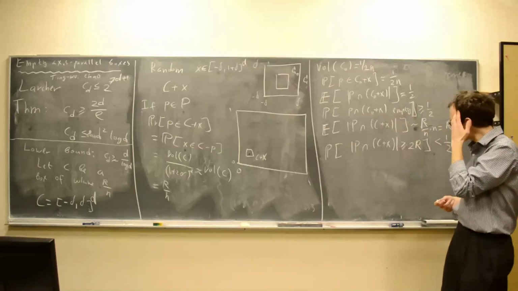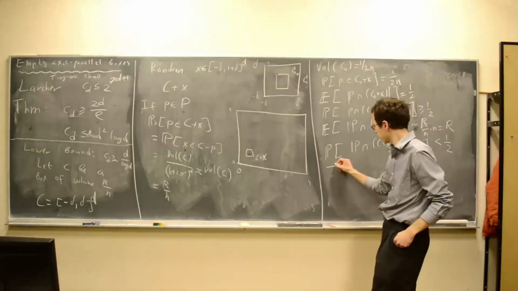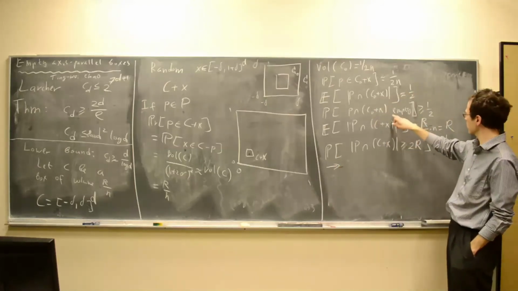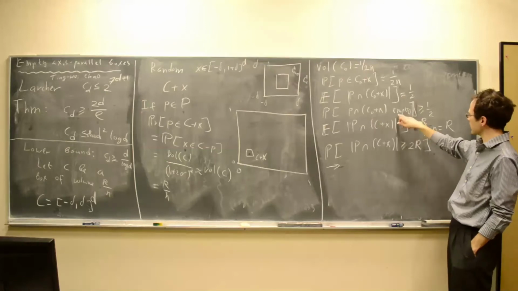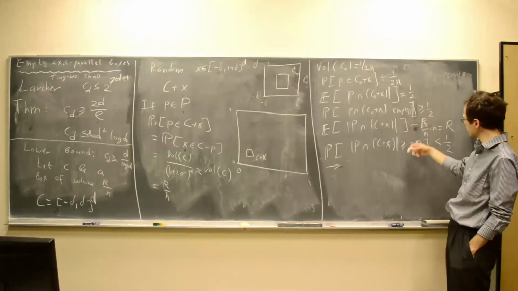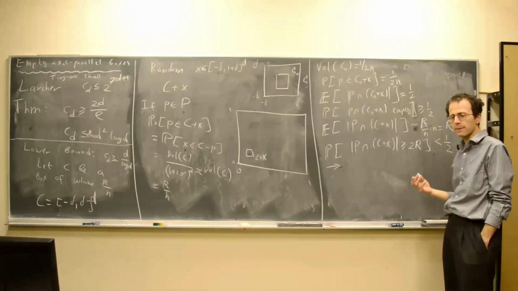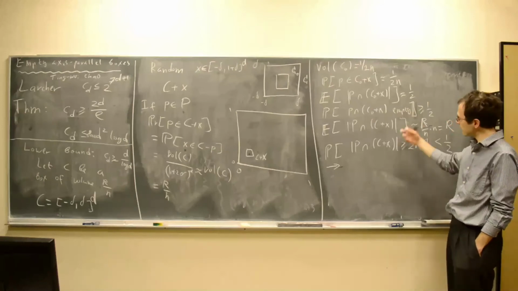So in particular, we have two events. The probability that this box is non-empty is at most a half, and the probability that there are more than 2R points is at most a half. So with positive probability, both of these events hold.